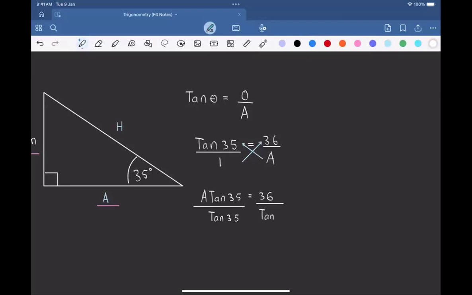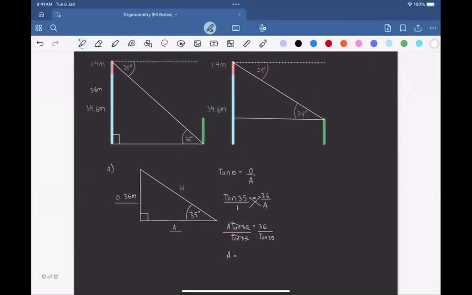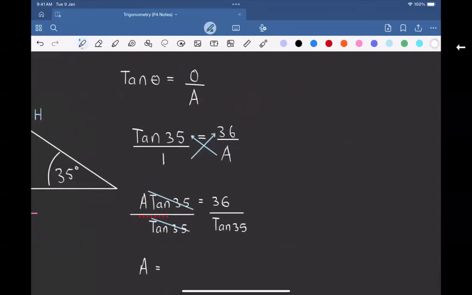I will ask Kiara the next question. Okay, I cancel off the tan 35 and the tan 35, and I'll get A is equal to what? 36 over tan 35. What's that? I'll get 51.41, 51.42.